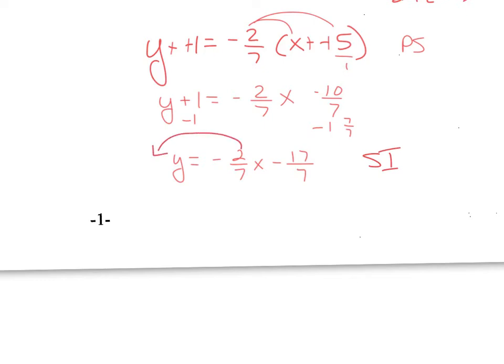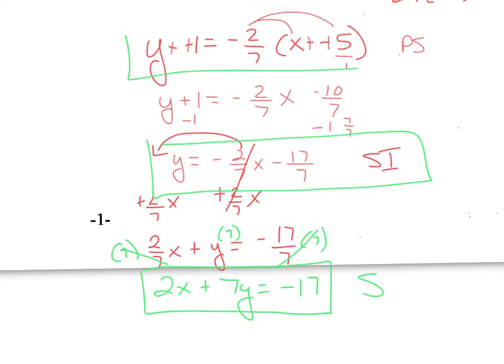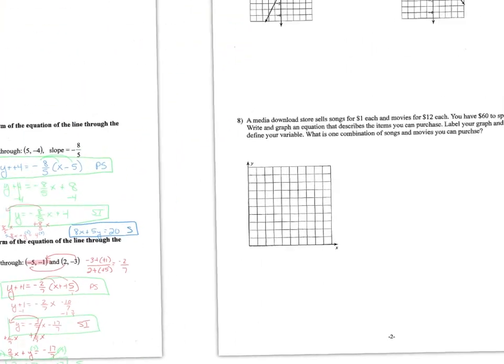So now I'm going to move that 2 over by adding 2/7 to both sides. Okay, so that cancels. So I got 2/7 x plus y equals negative 17 over 7. Now I'm going to clear that fraction by multiplying all parts by 7. Okay, so that cancels. I get a 2x. I have a 7y. 7's cancel here, and I get a negative 17. And that right there is going to be your standard form. So here would be all 3 answers right here for you. Okay. All right, let's go to page number 2.